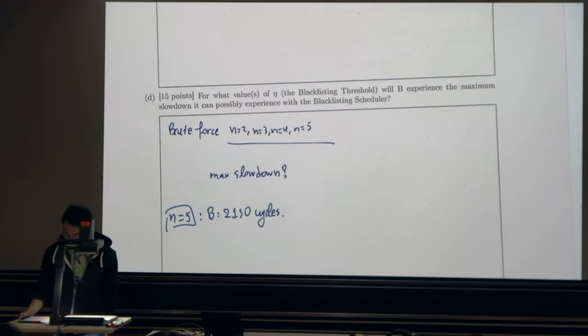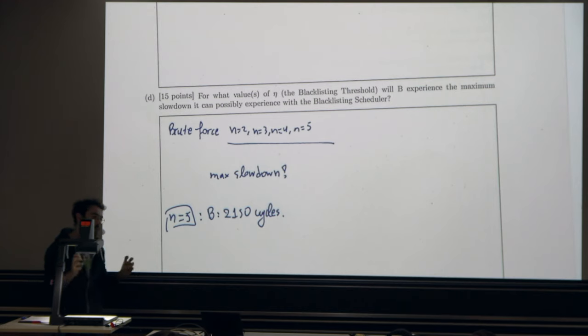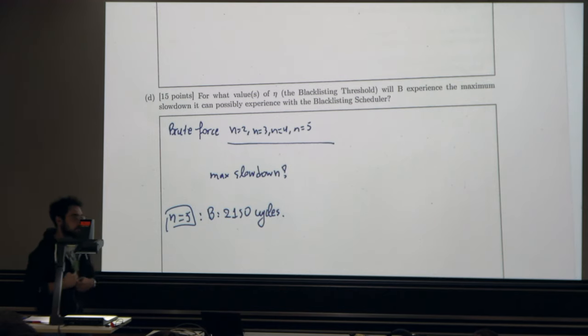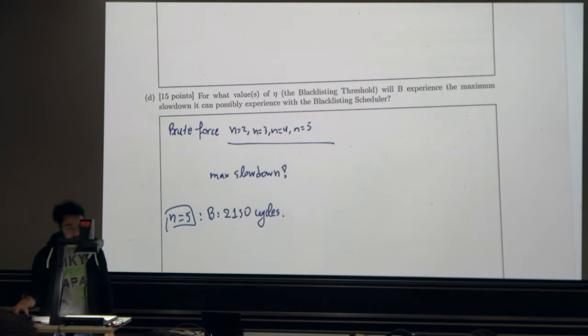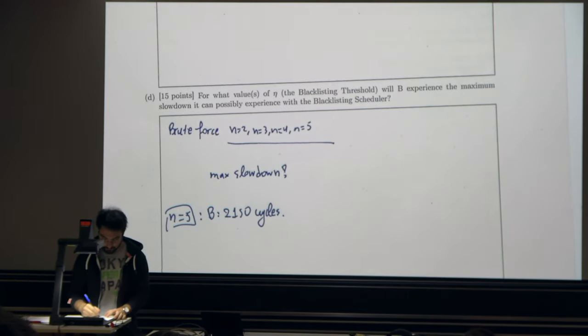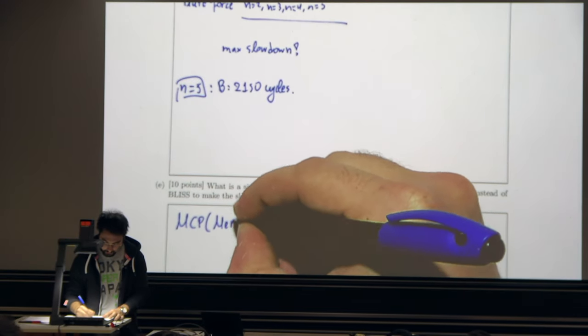What is a simple mechanism that we can use instead of BLISS to make the slowdowns of both A and B equal to 1? Does anyone have any idea of how to do that? So you want both applications to run isolated in this case. And I think you discussed it in the class. Is there any way that you can run the applications isolated? How is this technique called? Okay, it's memory channel partitioning, correct. So the technique is called MCP, memory channel partitioning.